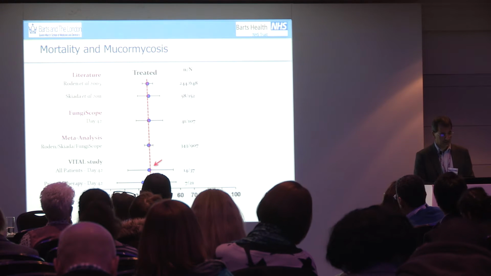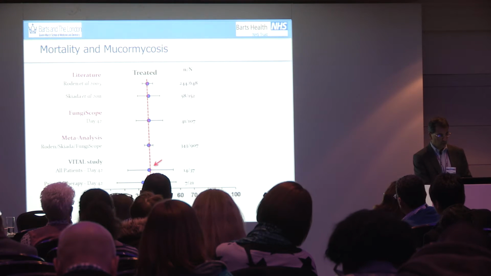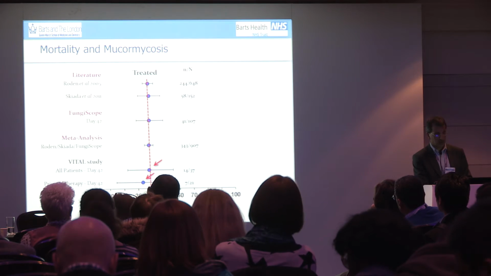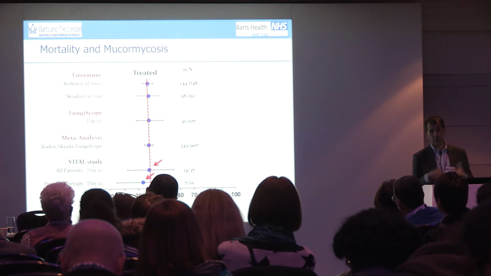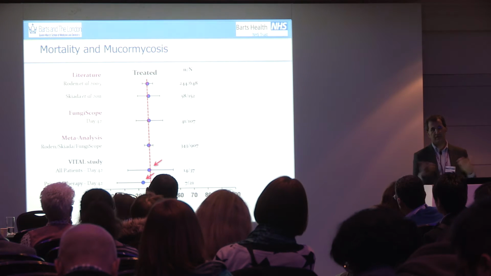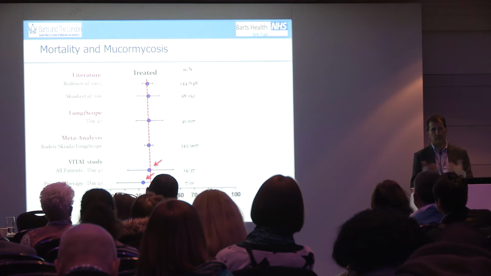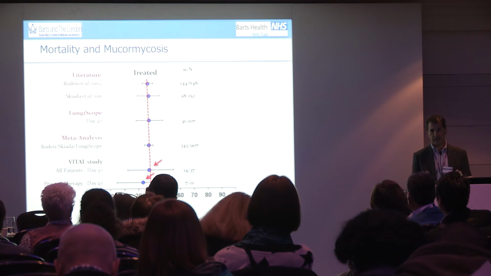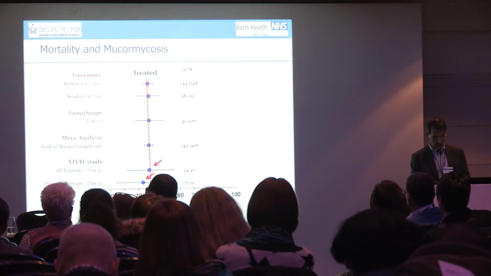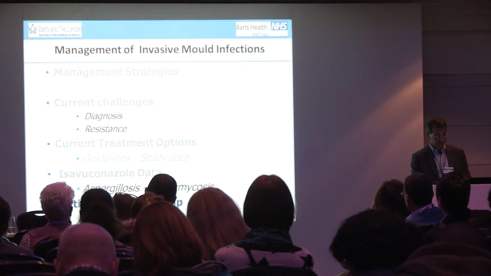And basically what you see is that if you look at all the patients treated in the VITAL study, that's their mortality rate. For those patients treated as primary therapy with isavuconazole, you can see the result there. So this data, if nothing else, is entirely comparable with existing data and suggests that isavuconazole does have a role in the management of mucormycosis.